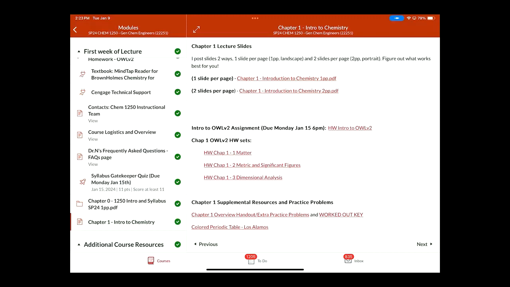I post lecture slides 2 different ways, 1 slide per page and 2 slides per page. I am a 2 slides per page girl, but you figure out what works best for you. I like it portrait style and 2 slides per page. So you figure out what you like best, send it to your device or print it out, whatever you want.